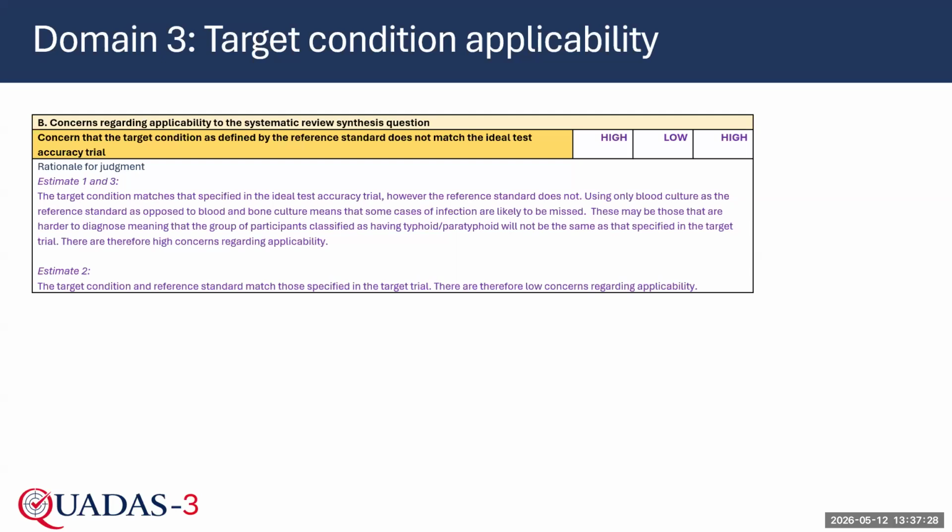So the statement here is the concern that the target condition as defined by the reference standard does not match the ideal test accuracy trial. So we need to be very specific in our ideal test accuracy trial about what the target condition is we're trying to detect and whether the reference standard is going to appropriately detect that, or whether it's detecting something different.